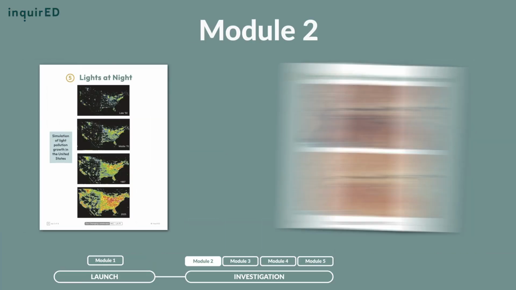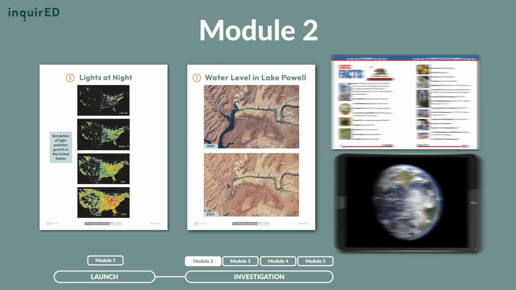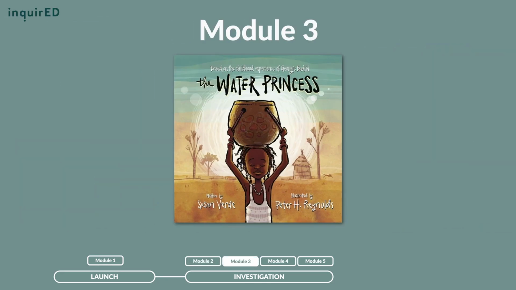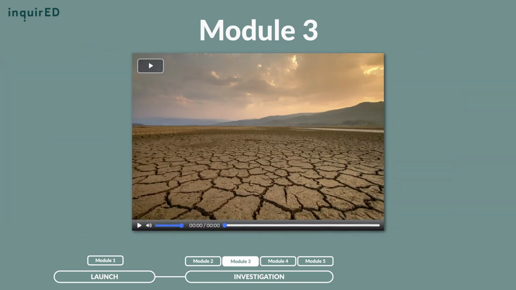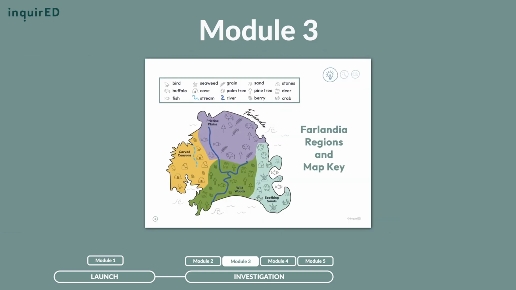In Module 2, students examine a variety of sources, maps, images of landforms, a book about their state, and an interactive web experience. They engage in a mingle-pair-share to discuss their findings and consider how and why landscapes have changed over time. In Module 3, students engage in a read-aloud of The Water Princess with Georgie Badiel-Liberty, watch a Crash Course Kids video about water scarcity, and examine a variety of texts. They then create their own survival plan, imagining they have limited resources after a shipwreck on the island of Farlandia.